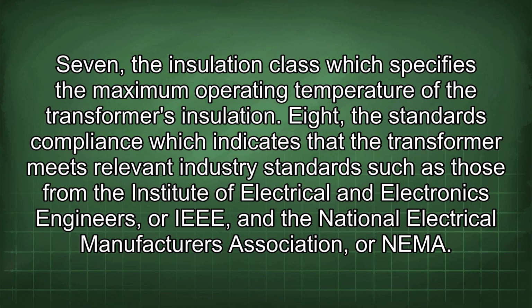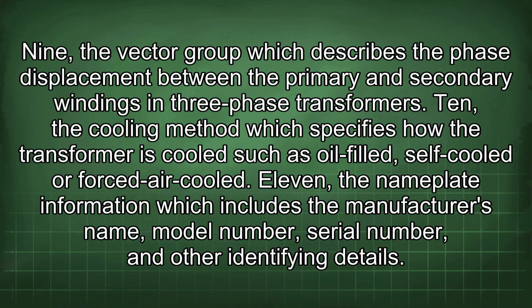Electrical and Electronics Engineers, or IEEE, and the National Electrical Manufacturers Association, or NEMA. 9. The vector group, which describes the phase displacement between the primary and secondary windings in three-phase transformers. 10. The cooling method, which specifies how the transformer is cooled, such as oil-filled, self-cooled, or forced air-cooled. 11. The nameplate information, which includes the manufacturer's name, model number, serial number, and other identifying details.